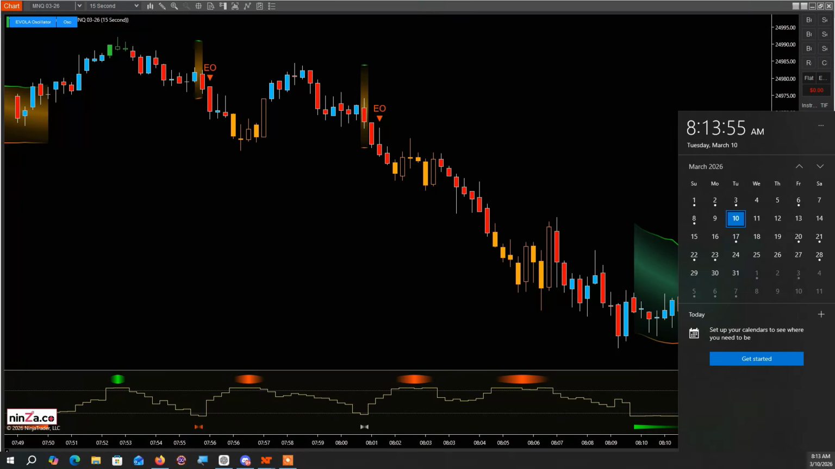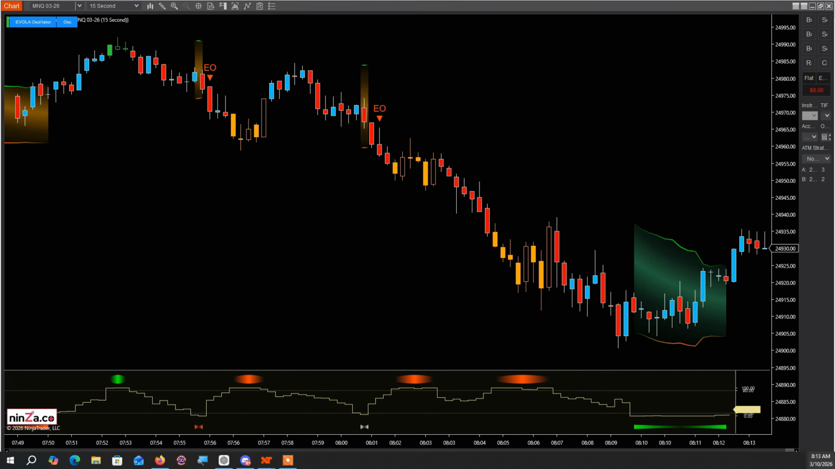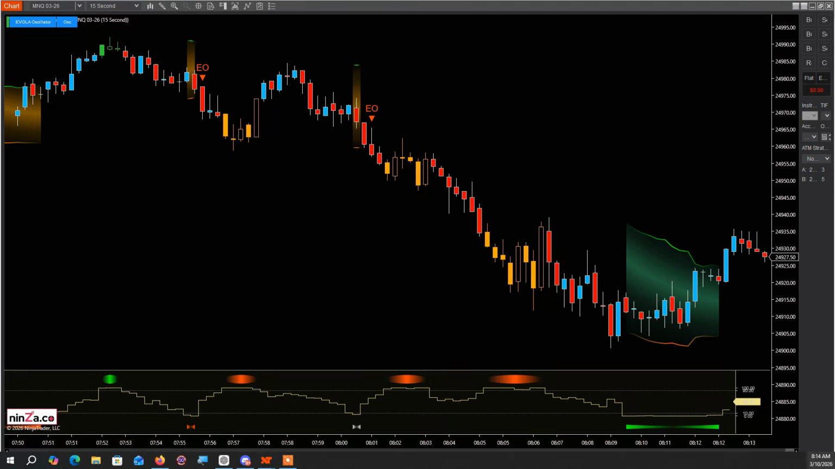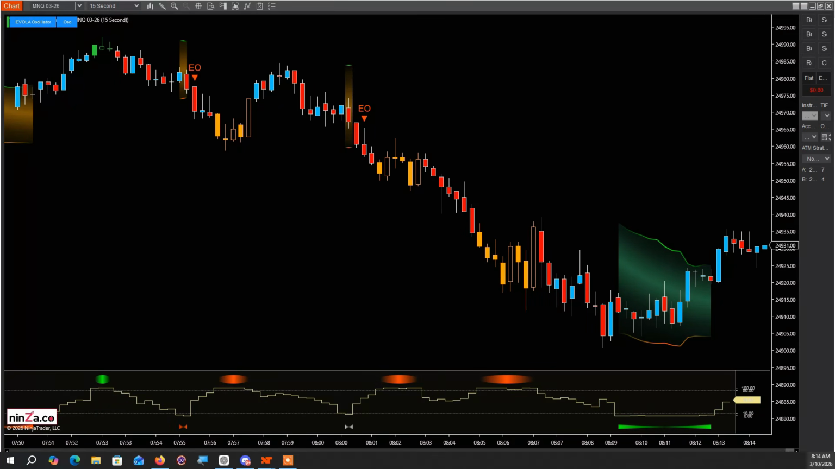Today we're taking a look at the Evola oscillator, a volatility-based indicator. Unlike traditional indicators that try to predict market direction, the Evola oscillator focuses on something different: market volatility cycles. Its goal is to help traders identify when the market is transitioning from quiet consolidation into a potential expansion move.